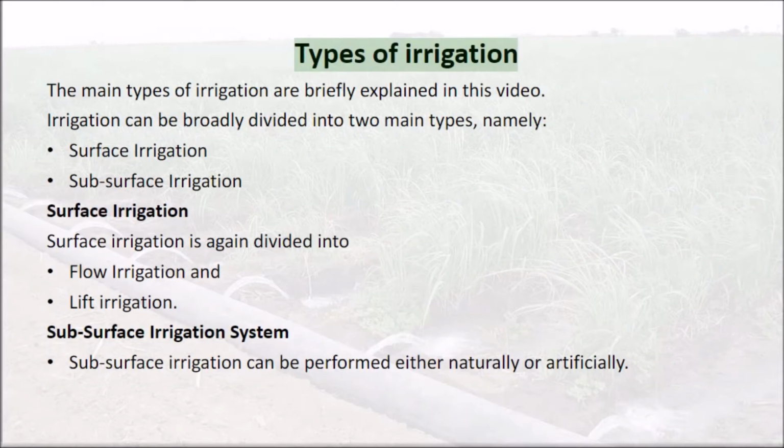Types of irrigation. The main types of irrigation are briefly explained in this video. Irrigation can be broadly divided into two main types, namely surface irrigation and subsurface irrigation. Surface irrigation is again divided into flow irrigation and lift irrigation. Subsurface irrigation system. Subsurface irrigation can be performed either naturally or artificially.